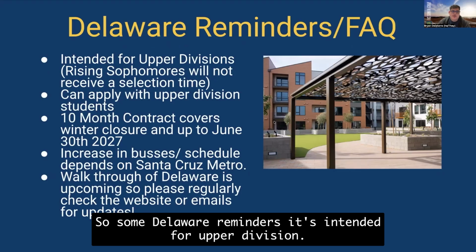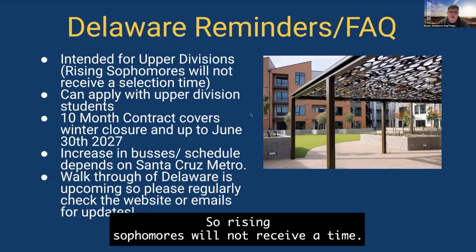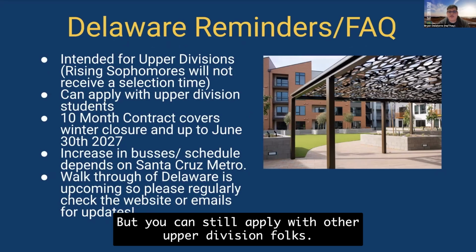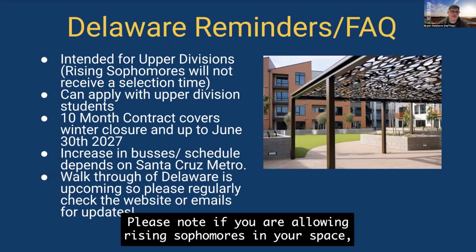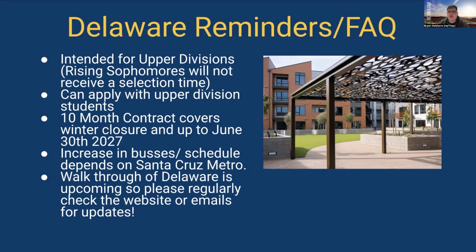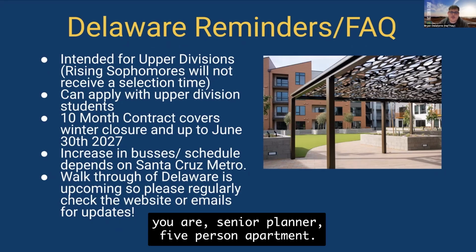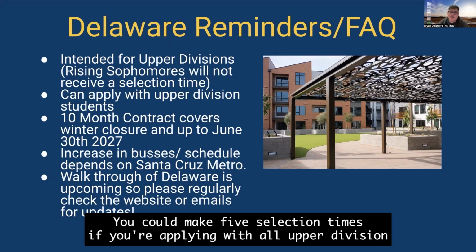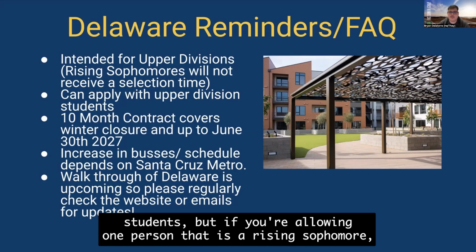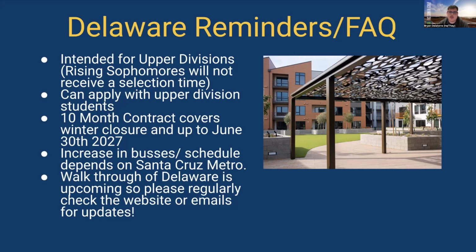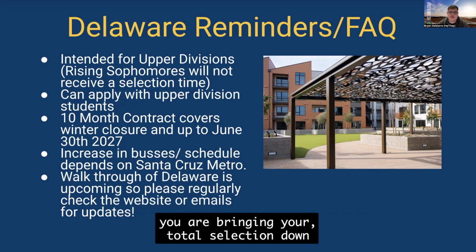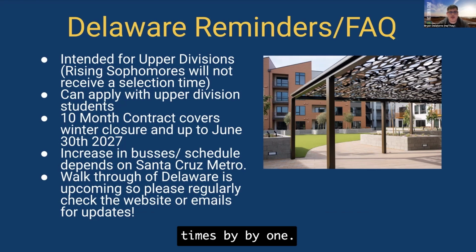So some Delaware reminders. It's intended for upper division, so rising sophomores will not receive a time, but you can still apply with other upper division folks. Please note, if you are applying to a 5-person apartment, you could receive 5 selection times if you're applying with all upper division students. But if you're allowing one person that is a rising sophomore, you are reducing your total selection times by 1.